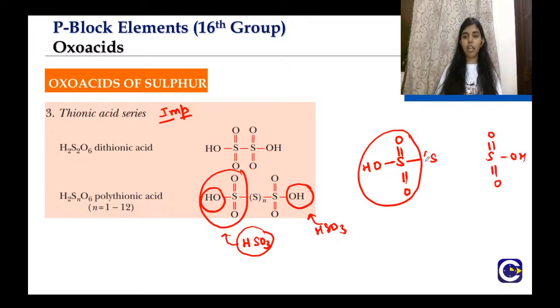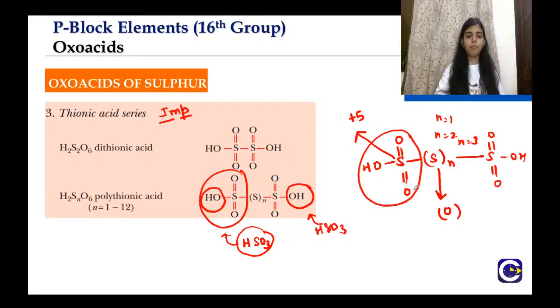You can have a chain of sulfur, right? So here if you consider, basically the oxidation state of the mid sulfur comes out to be 0, while the oxidation state of the end sulfur comes out to be +5. So the terminal sulfurs will have the oxidation state of +5, and the middle sulfur, that is forming the sulfur-sulfur chain, N can be 1 also, N can be 2 also, N can be 3 also, right? So this is known as the thionic acid series. So here the sulfur will have the oxidation state equal to 0. Understood, everyone?